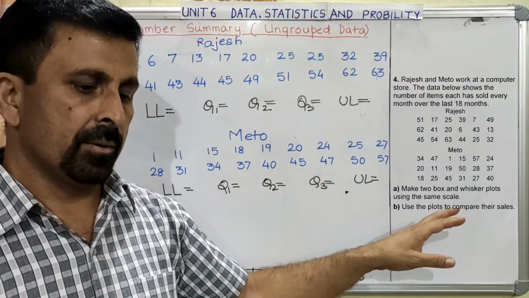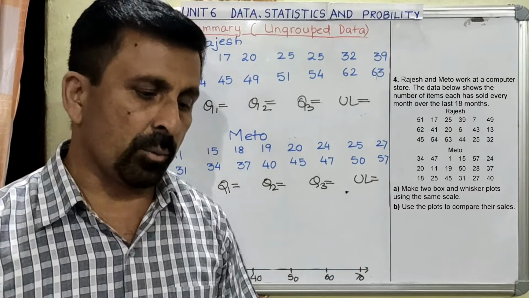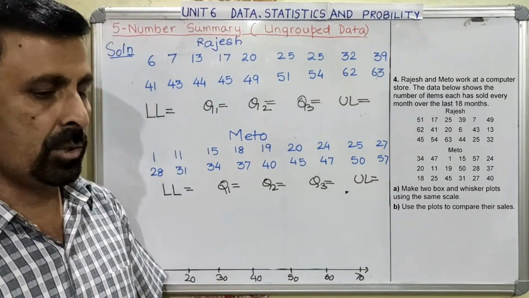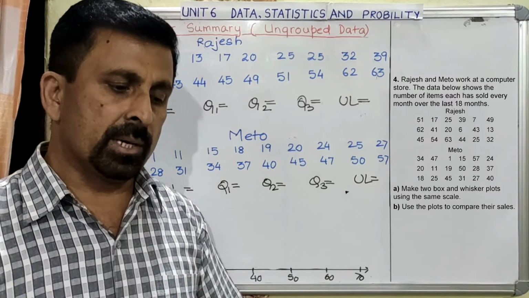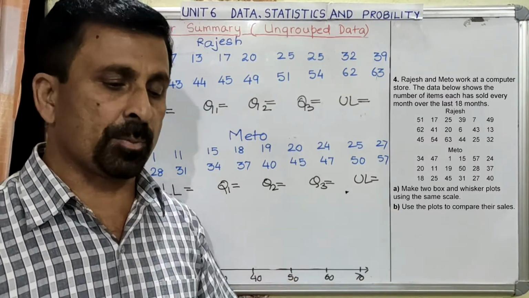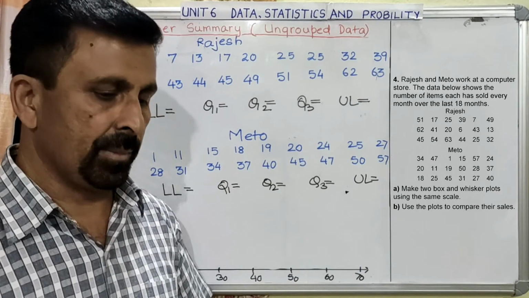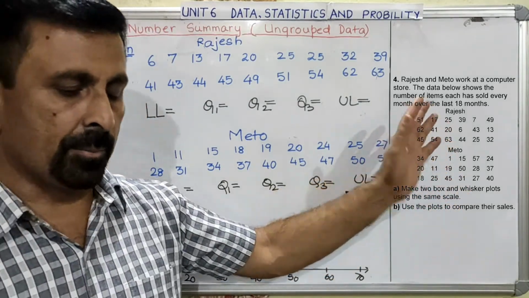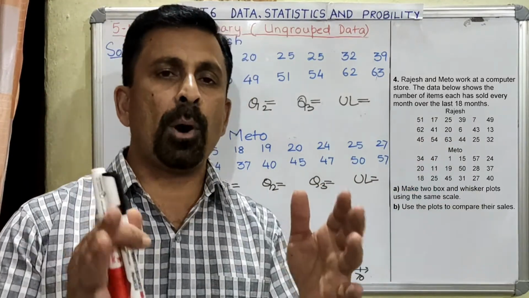Clear? Now the question is, we have to find the box and whisker plot using the same skill. You have to represent the data on the box plot using the same scale. Is this very clear? So we are going to represent this data by means of a box plot.